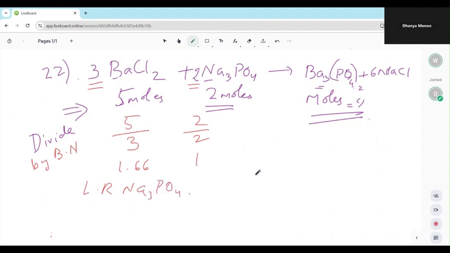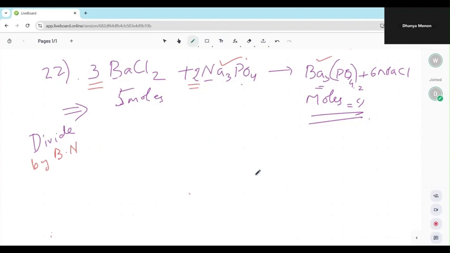So now we will be using sodium phosphate and barium phosphate because they have given you the information. You know the limiting reagent is sodium phosphate, and you can find out the amount of barium phosphate, Ba3(PO4)2. I don't need these steps now. I just know that my limiting reagent is sodium phosphate. So I'll just write it here. Limiting reagent is sodium phosphate. And how many moles are there? 2 moles. That's given in the question.